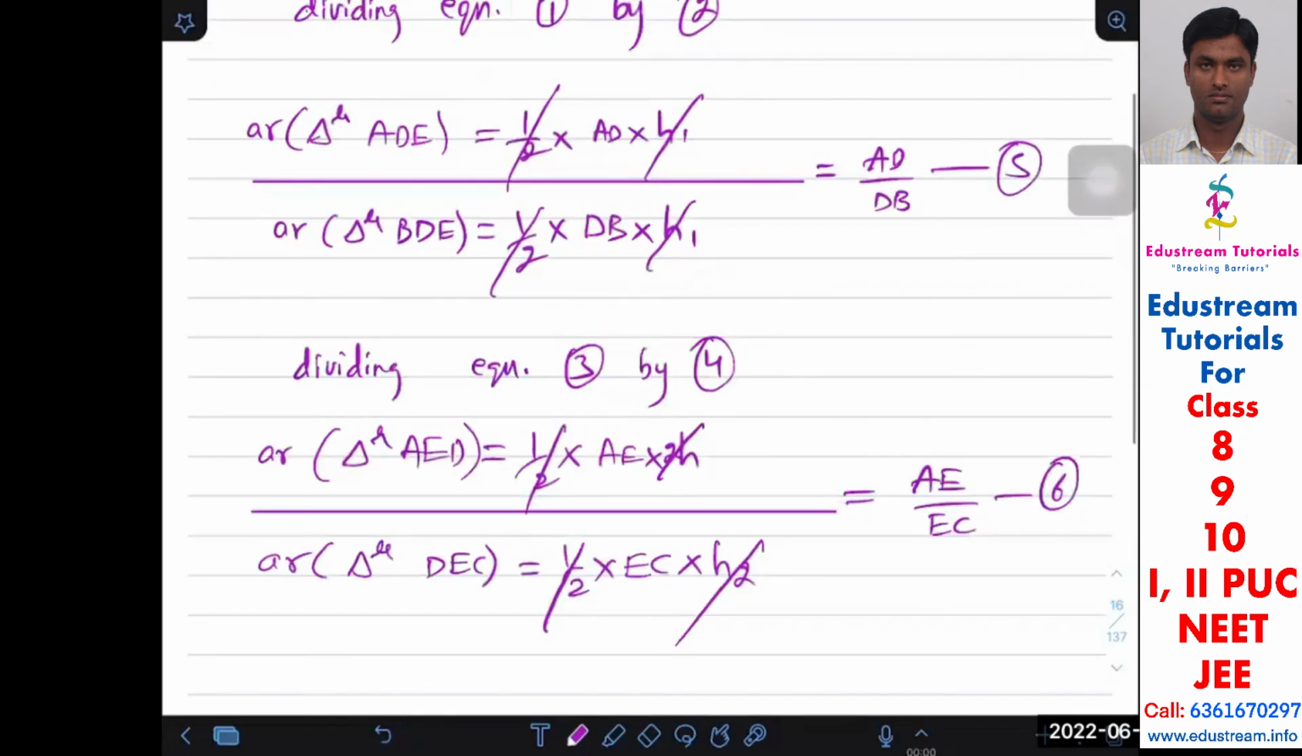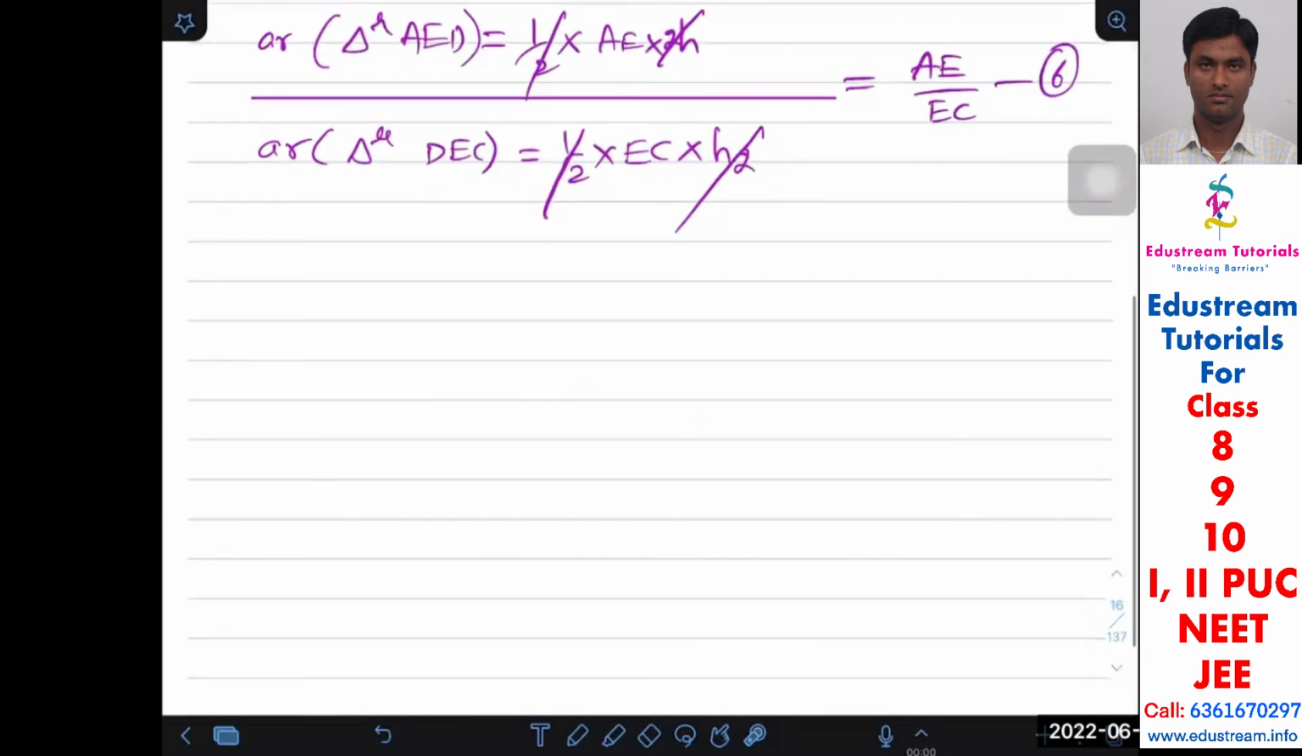Understood? We have LHS here, we have RHS here. But now we have to somehow show LHS equal to RHS. So how do we do that? Now, we're going to use one concept here. I hope you remember this. You have studied it in 9th standard.